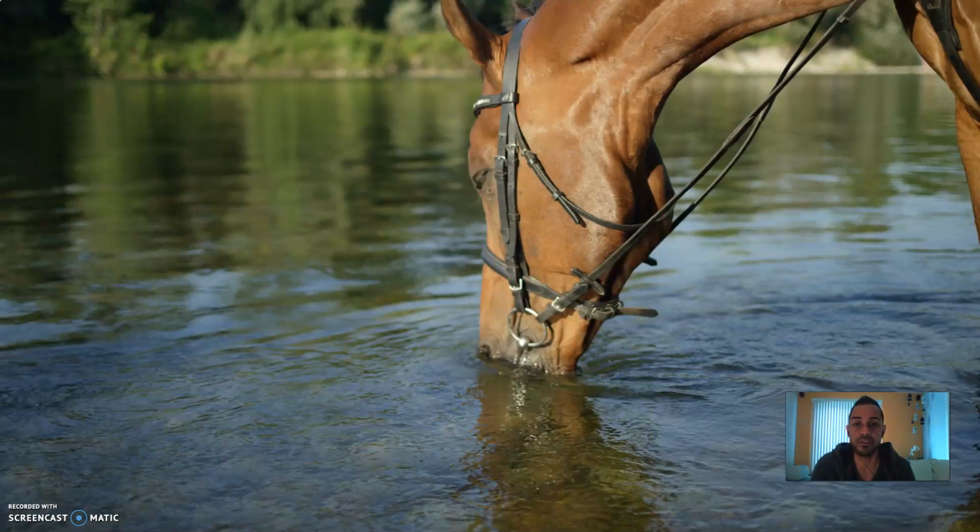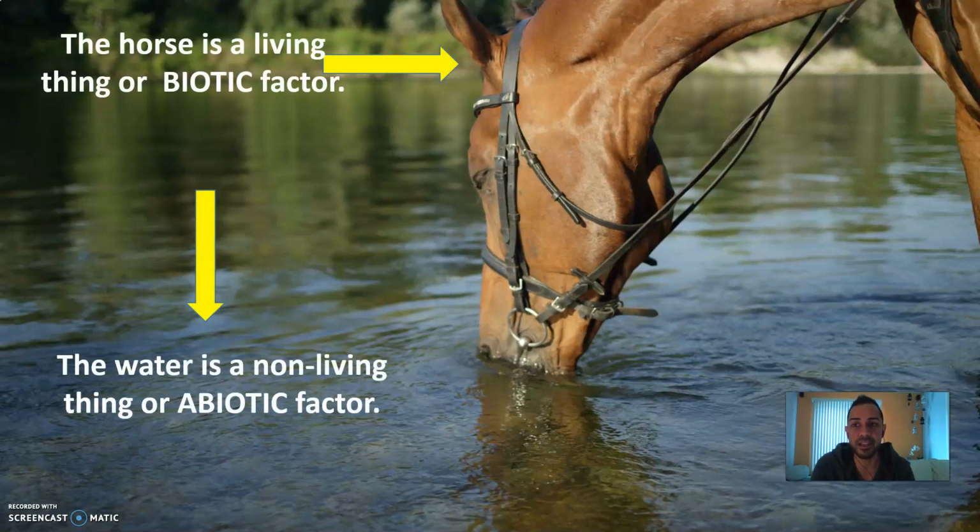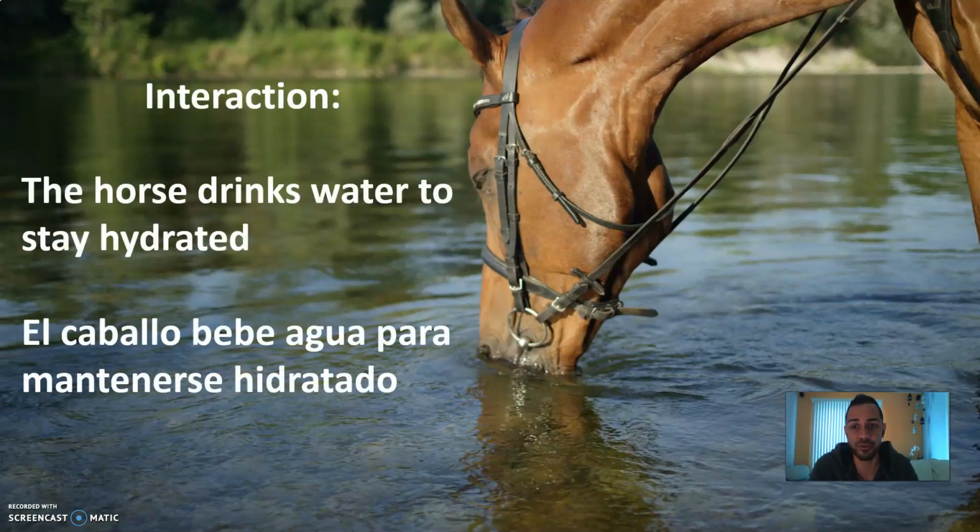So for example, the first picture is showing a horse, right? The horse is a living thing or biotic factor. And what is the horse doing? The horse is drinking water, which is a non-living thing or abiotic factor. In which way do they interact? So the horse drinks water to stay hydrated. So clearly it's an interaction between a living thing, the horse, that is drinking water to stay hydrated. So it's interacting with the water.